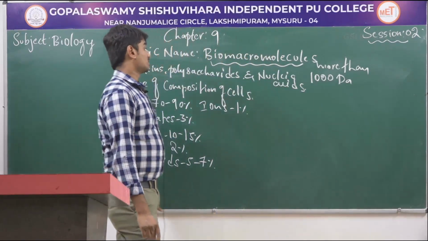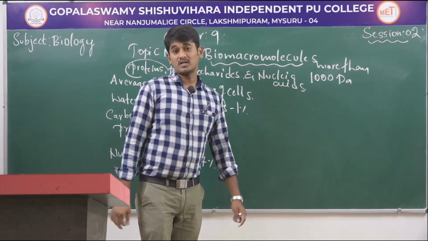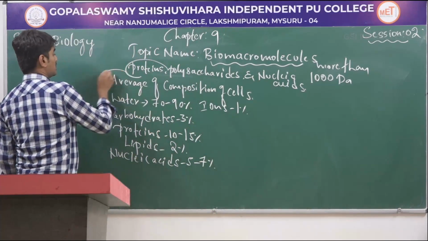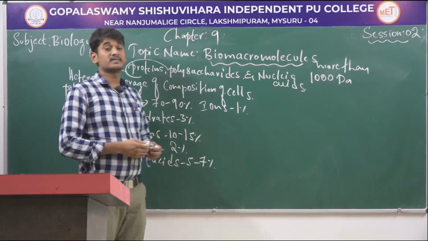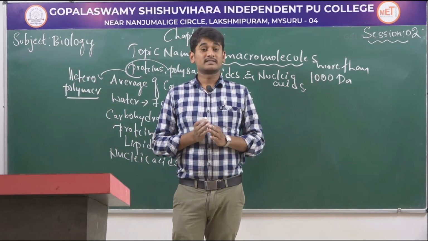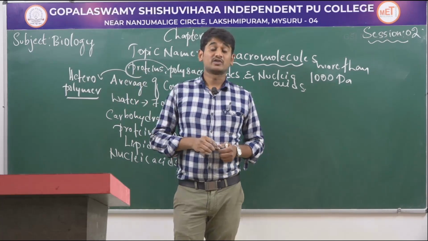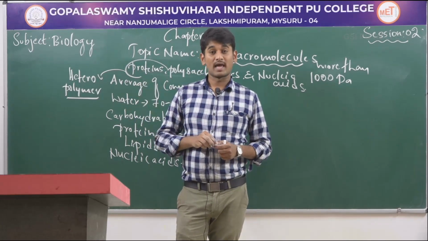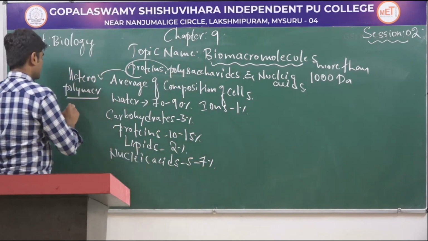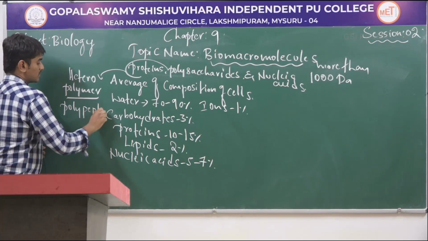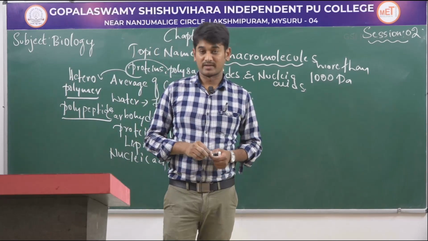Now let's discuss the macromolecules. The first one is proteins. Yes, dear students, we know proteins have amino acids as their building blocks. They are also called heteropolymers, where hetero means different. Proteins are heteropolymers, which means a sequence of amino acids, and they are also called polypeptides, which means a chain of amino acids linked by peptide bonds.